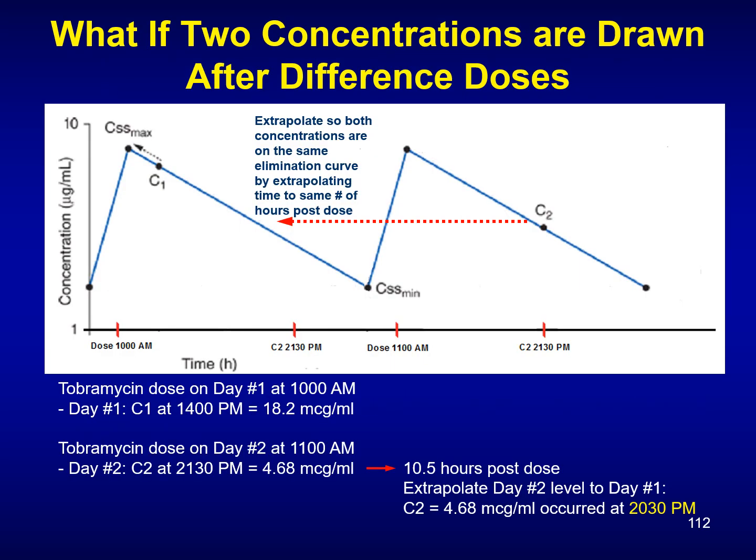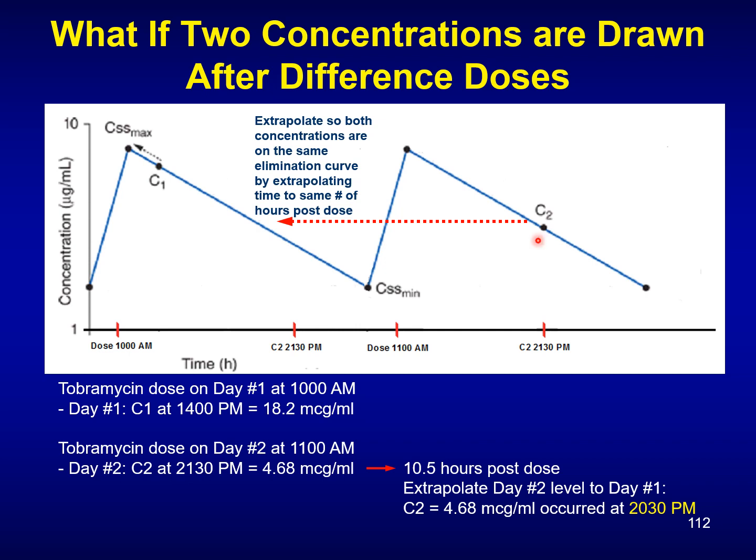To depict what we have to do on a graph, tobramycin dose on day 1 is given at 10 a.m. Concentration 1 is obtained at 1400 and is equal to 18.2. The next dose was given at 11 a.m., so slightly different timing than the previous day. Day 2 concentration was drawn at 21:30 and comes back as 4.68. So on the second day slope, C2 occurred at 10.5 hours post the dose.